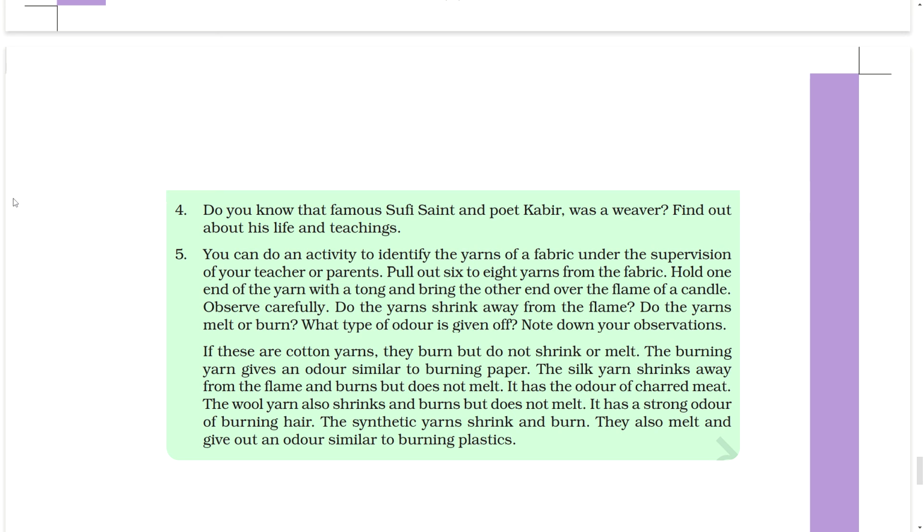The burning yarn gives an odor similar to burning paper. The silk yarn shrinks away from the flame and burns but does not melt. It has the odor of charred meat. The wool yarn also shrinks and burns but does not melt. It has a strong odor of burning hair. The synthetic yarns shrink and burn. They also melt and give out an odor similar to burning plastic.